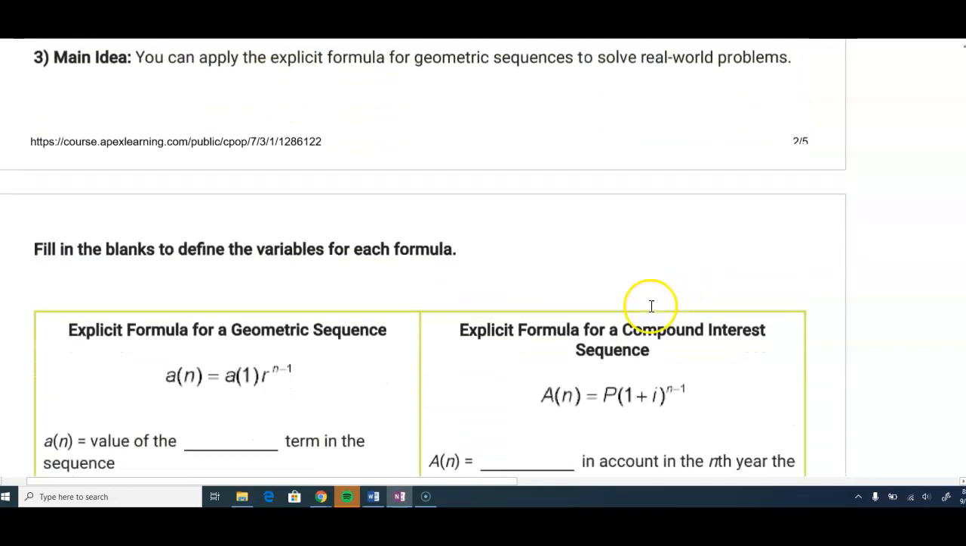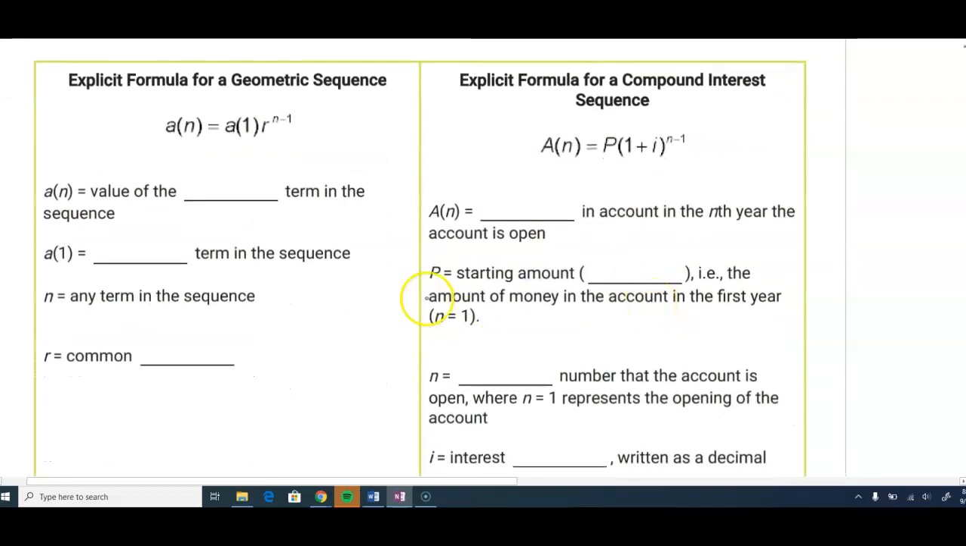All right, so get this now. Explicit rule for a geometric sequence: A sub n is the value after the nth term again. A sub 1 is your first term, okay? N is any term in the sequence, and now R is your common ratio, okay?